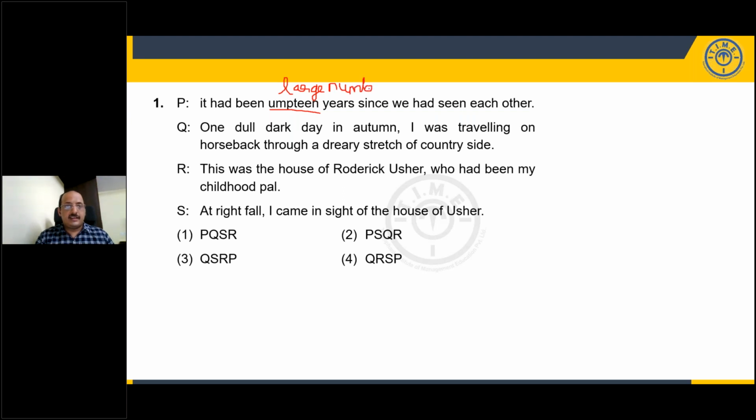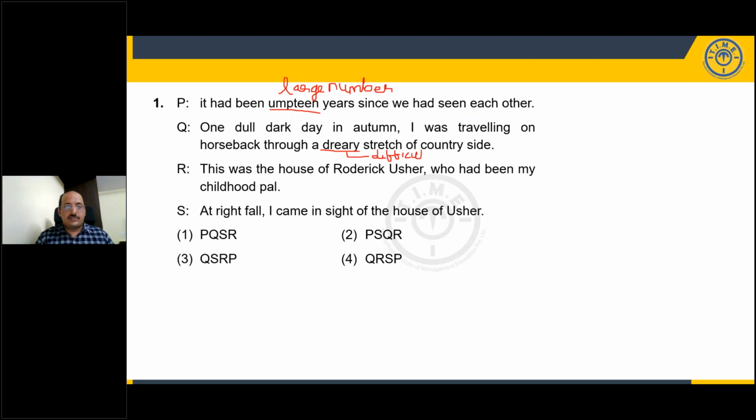One dull, dark day in autumn, I was traveling on horseback through a dreary stretch of countryside. What does dreary mean? Extremely difficult to manage. So possibly, if it was mountainous, there were a lot of rocks. It was a very difficult slope to ride on, something like that.